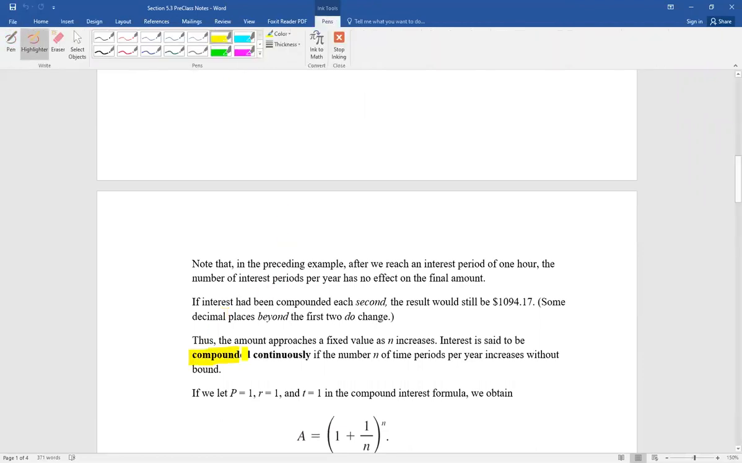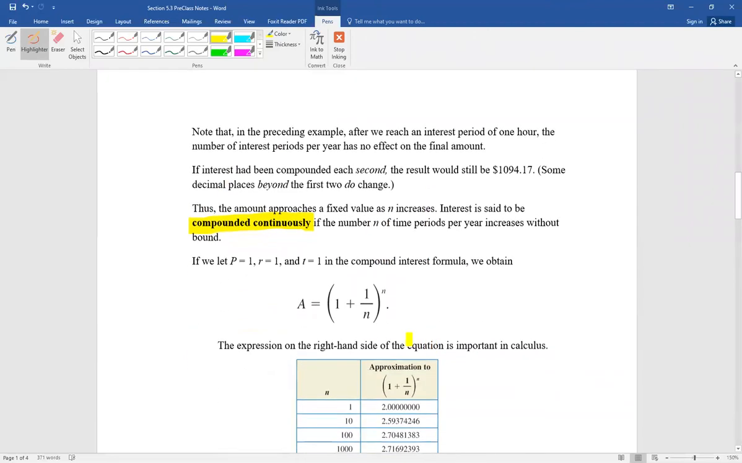So compounded continuously if the number n of time periods per year increases without bound. In other words, you never stop the compoundings. They would continually, it's almost like, think about infinity. Every time you compounded one more time, find another second in between there and compound again.